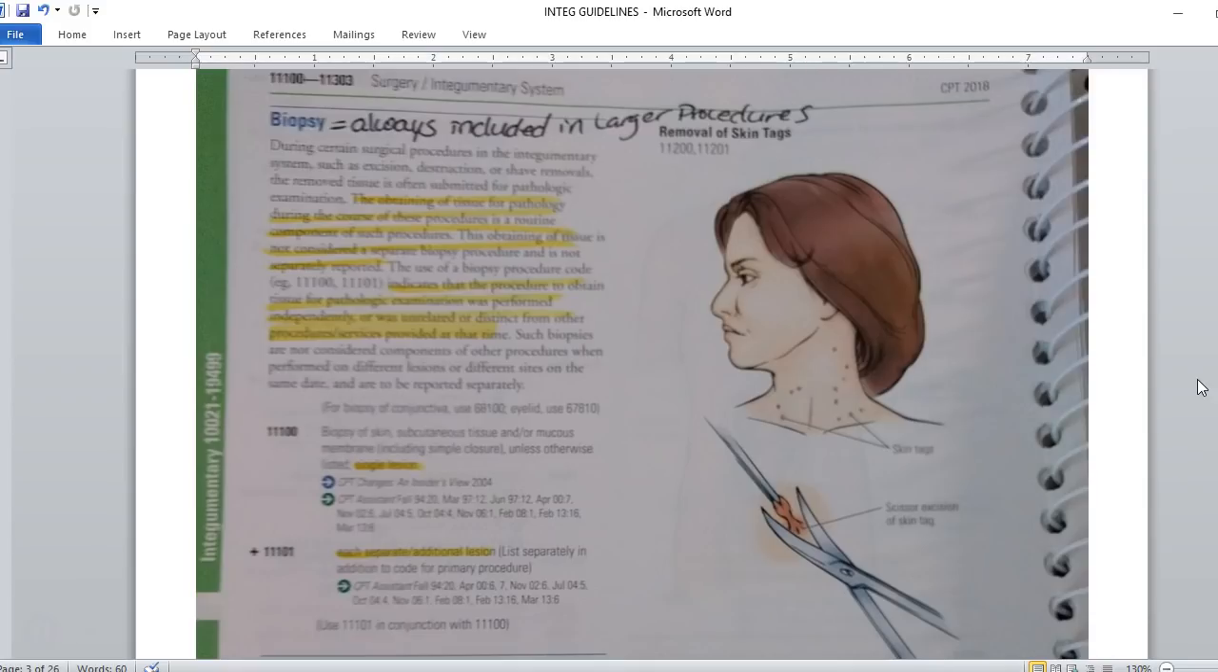You'll notice as we go through, a lot of what I've highlighted in the code descriptors are the differences in the codes, because some of them, again, are going to be by length, some by area. In this case, we're going by each and every lesion. So what this means is, if we're biopsying 3 lesions, we would use code 11100 times 1 and 11101 times 2, so that we get 3 lesions altogether. Remember, we can never use add-on codes by themselves.